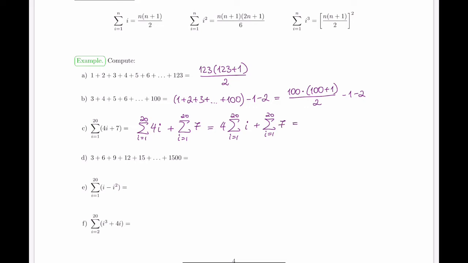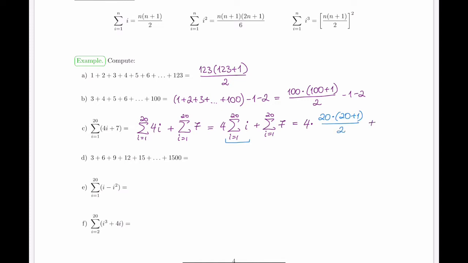Excellent. Now I am really in good shape because this sum is exactly of the form that I can apply the formula to. So this summation now, I can apply the formula directly. So I'm going to have 4, don't forget the 4, that coefficient of course remains. And then applying the formula to the sum from 1 to 20, I'm going to have 20 times 20 plus 1 all over 2.